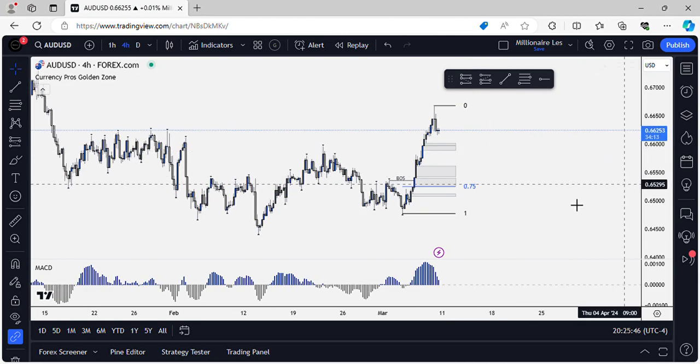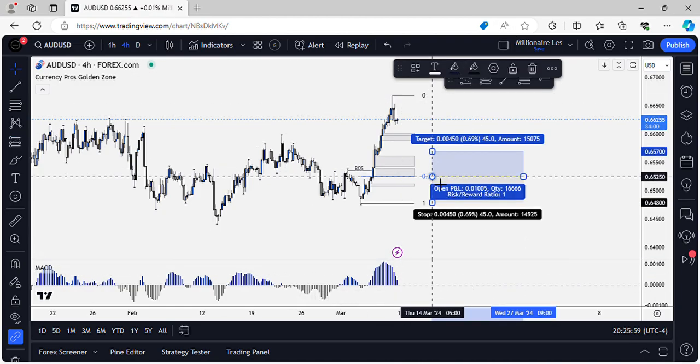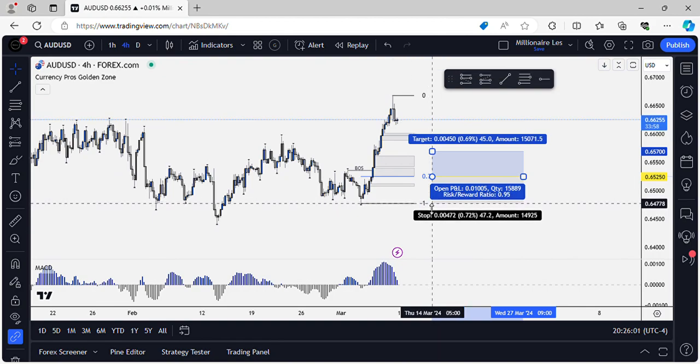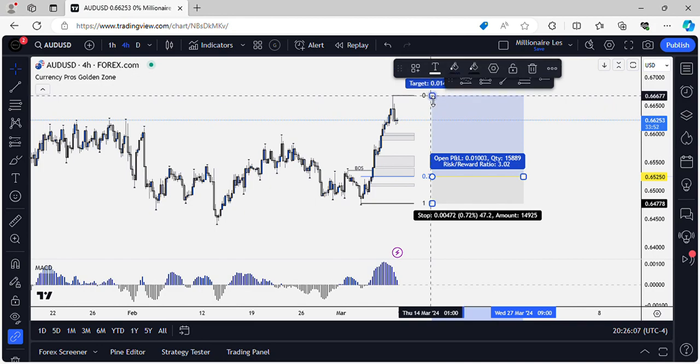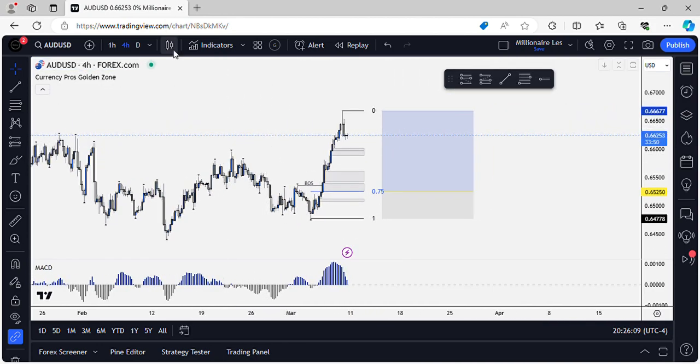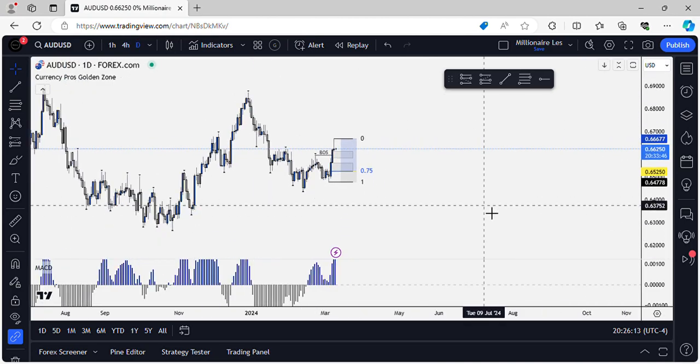All right, so on the 4-hour, I'm looking for buys. But what am I waiting for? For the MACD to flip, to go over the 0 line. Once the MACD goes underneath the 0 line, I can go ahead and set my pending order for buys. Now what I can do is go to the daily and see what the daily overall trend is.